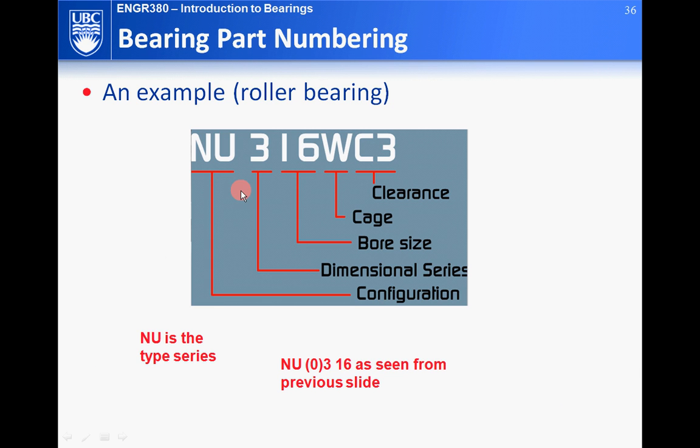So let's take another example here. If I have a bearing NU316, what does that mean? NU is the type, right? That's basically a roller bearing. 3 is the outer diameter, basically a dimension series. 16 is the bore size, 16 by 5, and that's 80 millimeter for the bore size.